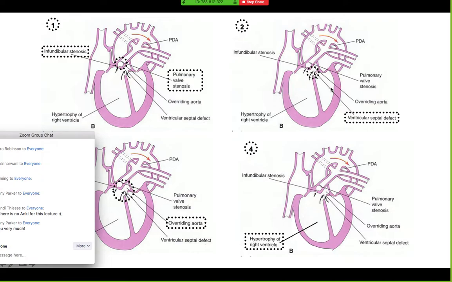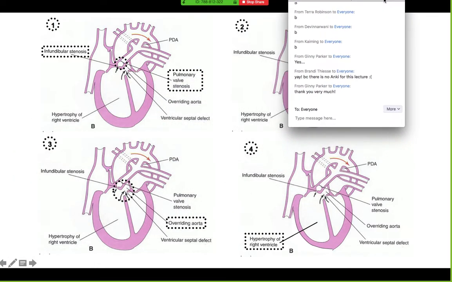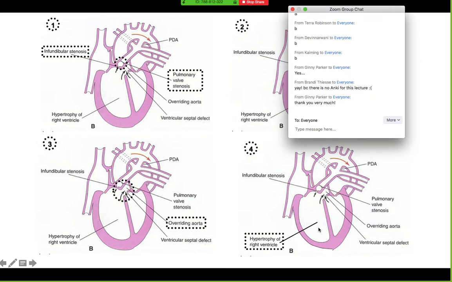So you get blood from the left ventricle being shunted over to the right ventricle, and that's going to give you hypertrophy of the right ventricle because all this blood here is coming over here, and then the right ventricle is working extra hard trying to get it back out. So hypertrophy, meaning the right ventricle gets bigger or enlarged. And then also you're going to have an overriding aorta.